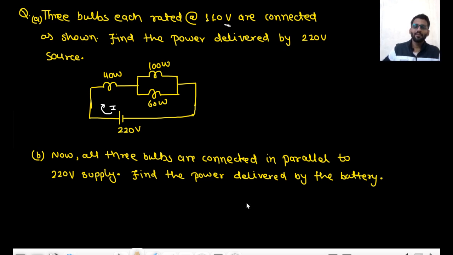Okay. Now question B is that all three bulbs are connected in parallel to a 220 volt supply. Now you have to find the power delivered by the battery. Solve it on your own, then see the solution. All three are connected in parallel, so 40, 60, 100. Okay. Let's make the diagram. So part 2 we are doing.